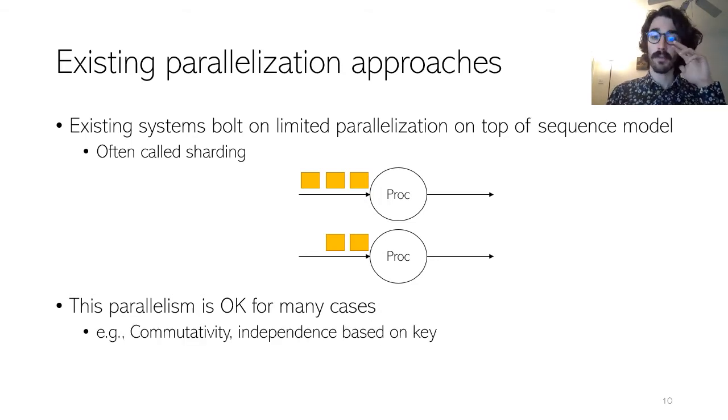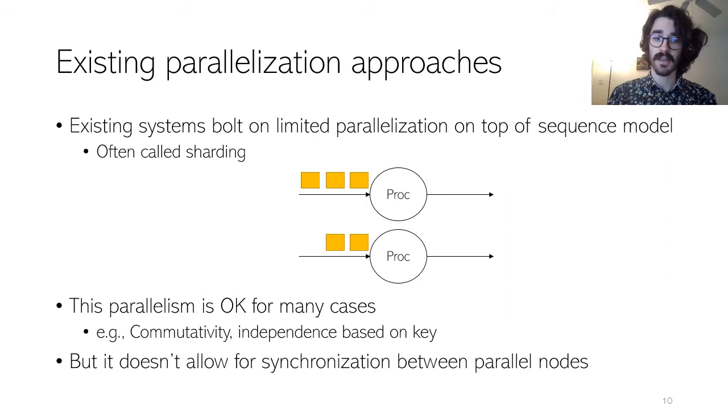These cases are, for example, when we have commutativity of our processing and statelessness, then we can simply arbitrarily partition our input events and send them to arbitrary parallel processes. Or similarly, if we know that our computation is stateful, but it is independent by keys of the input stream, then we can partition the input items based on that key and send each key to a different parallel process. But the problem with sharding is that it does not allow for synchronization between parallel nodes.